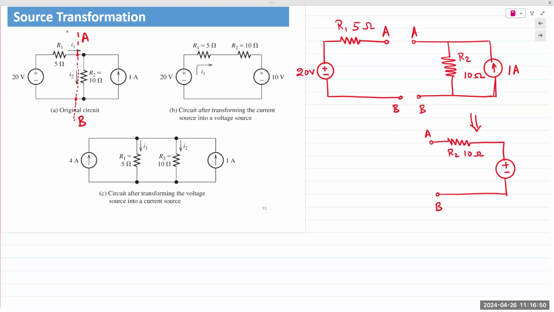The voltage source is given by V equals IR. I is 1 amp, R is 10. So the voltage source has a value of 10 volts. And then you plug it back into the circuit exactly in the place where it was disconnected from. And that would give us the circuit shown in B. Okay. So the current source is transformed, you get B. Voltage source is transformed, you get C.